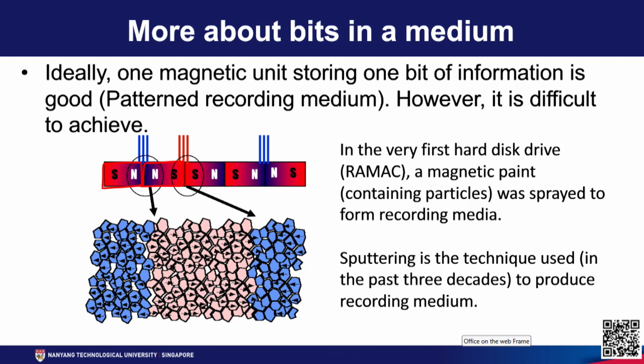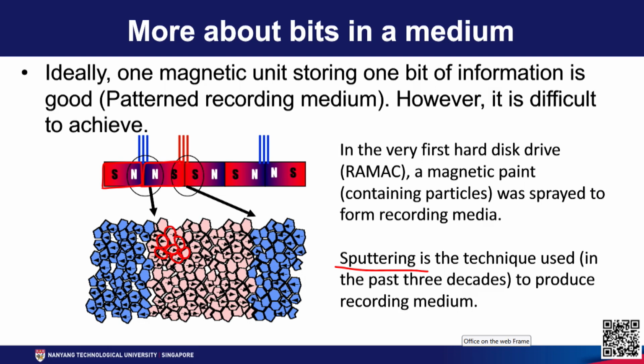In reality, a hard disk is made up of sputtered thin film. We are using sputtering to make thin films. The thin film is a polycrystalline material, so we have lots of grains like this. We have a polycrystalline material with lots of grains and we are using them to store information.